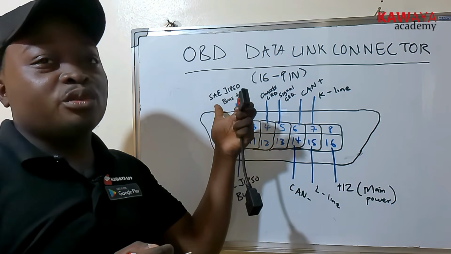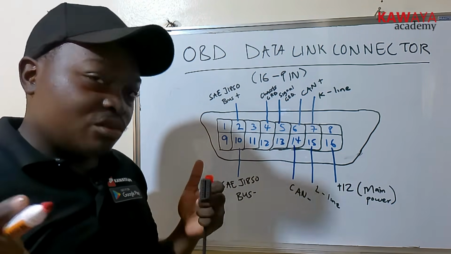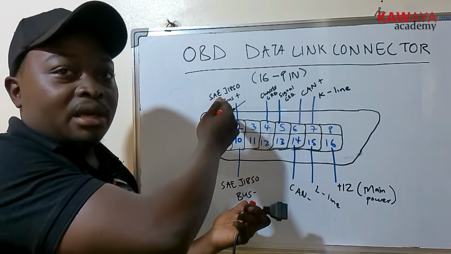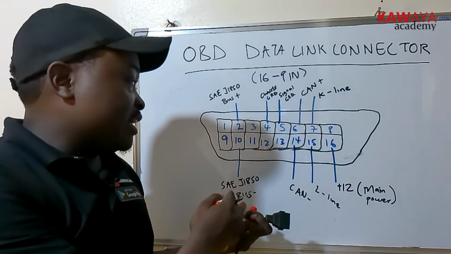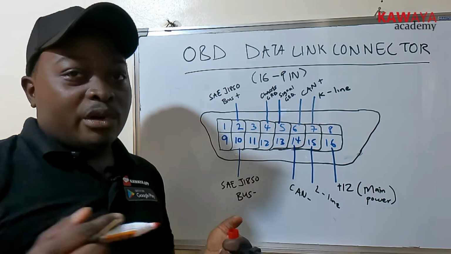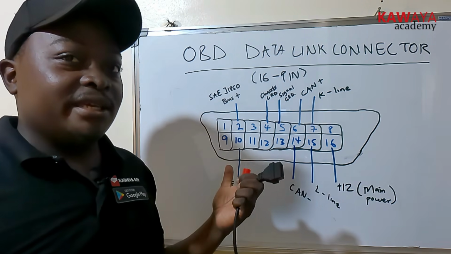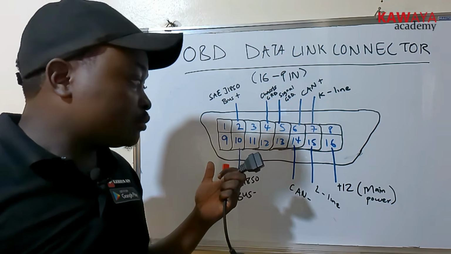SAE is Society of Automotive Engineers, but you don't cram this, you can just understand. Now this one has a bus positive and bus negative, and this one uses what we call pulse width modulation when it is relaying information.